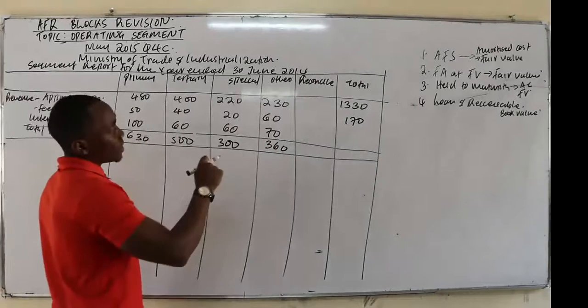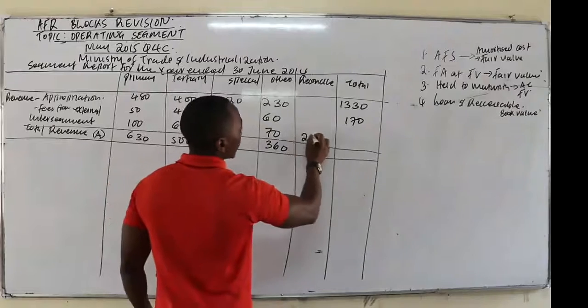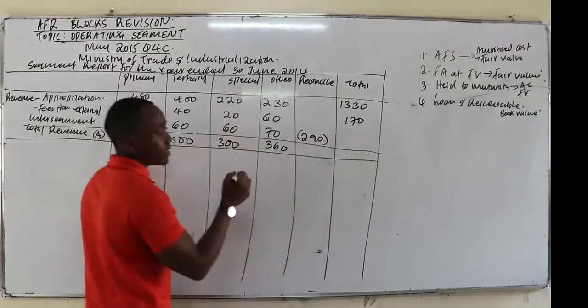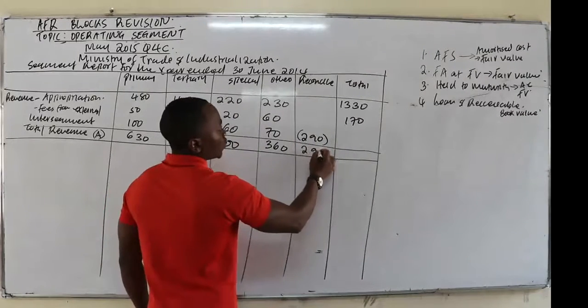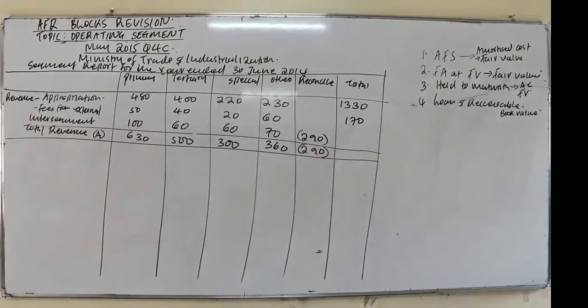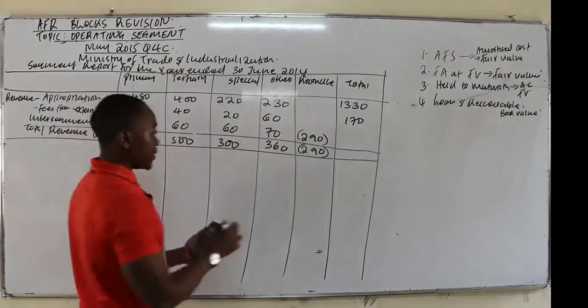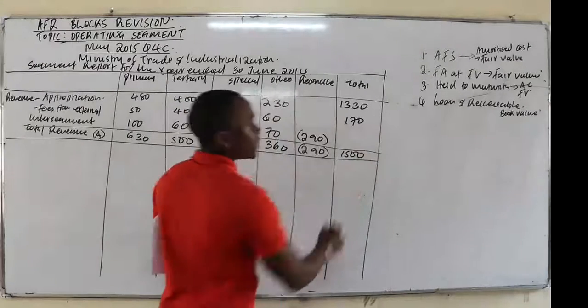Now, for intersegment, we said you bring them to the reconciliation. That's 290, but you show them as negative. So how much will be your total? The reconciliation. Just take 1330, you add 170, and you'll have 1500.